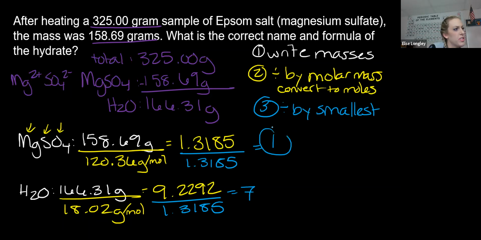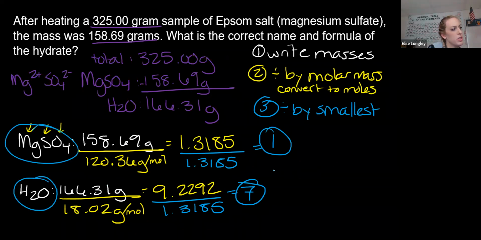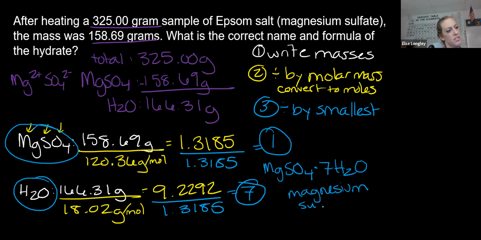So the way that would look is that you have 1 magnesium for every 7 waters. So you would have magnesium sulfate dot 7H2O, which is magnesium sulfate heptahydrate.